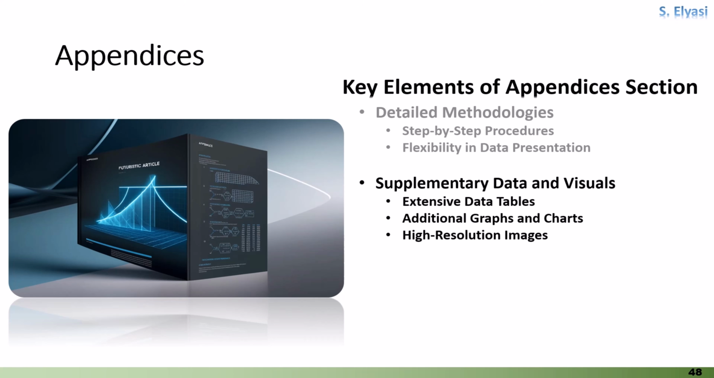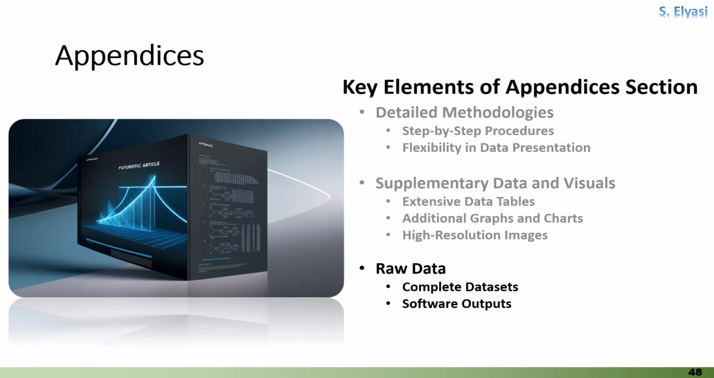High-resolution images. Especially in fields like biology or materials science, high-resolution images that detail experimental results or phenomena observed can be included. Raw data. Complete data sets. Provision of full data sets allows other researchers to perform their own analyses and verify the conclusions drawn in the study. This is particularly important in fields where data interpretation can be subjective.